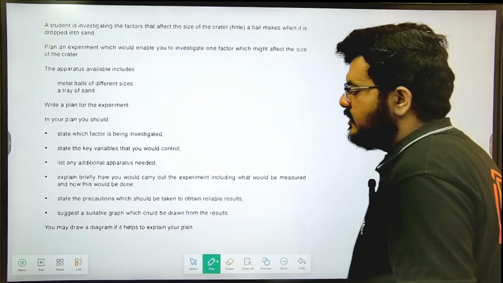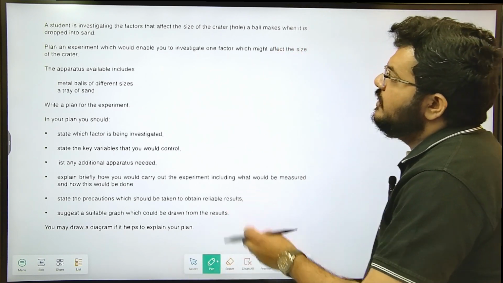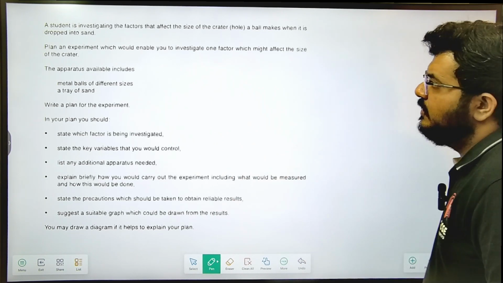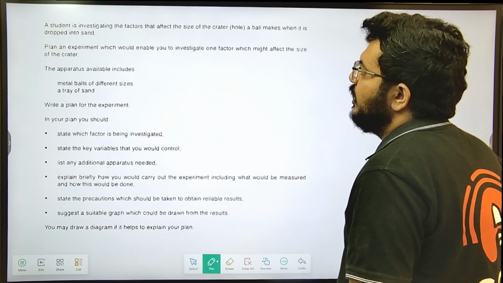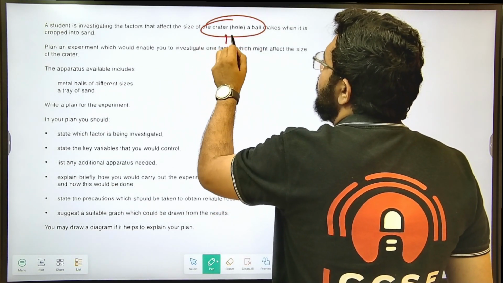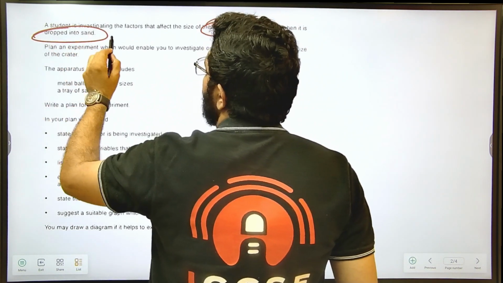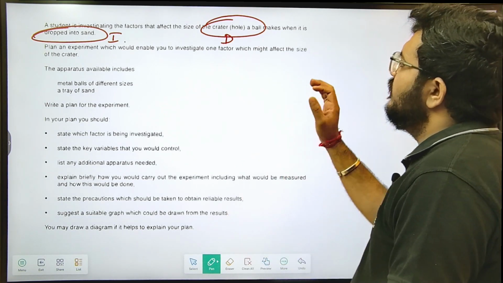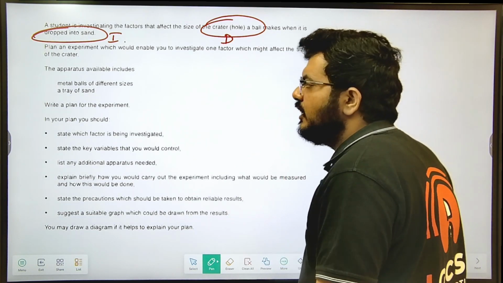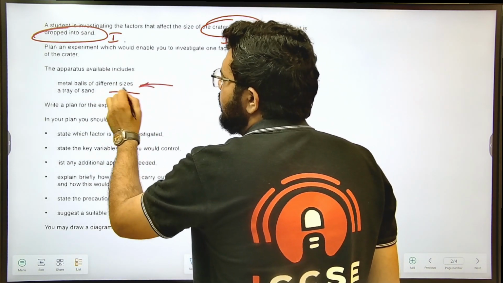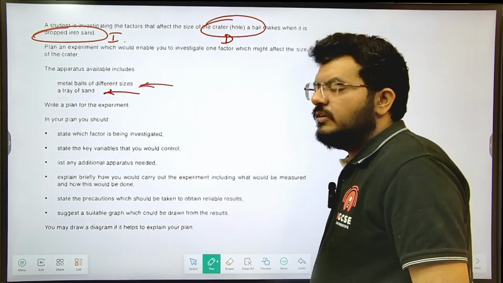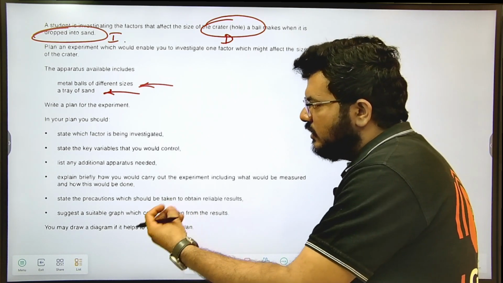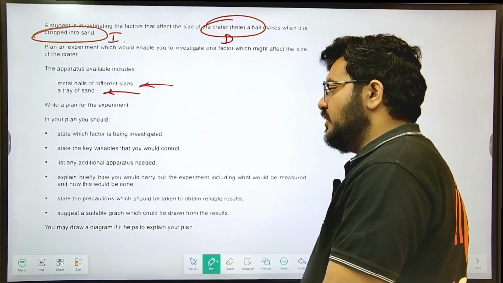Then let's see, is there another question? A student is investigating the factors that affect the size of the crater a ball makes when it is dropped into sand. Okay, so this is my dependent variable, dropped into sand. This is my independent variable, right? Plan an experiment to investigate one factor which might affect the size of the crater. You have metal balls of different sizes and a tray of sand. Write a plan for the experiment. In your plan, you should state which factor is to be investigated.